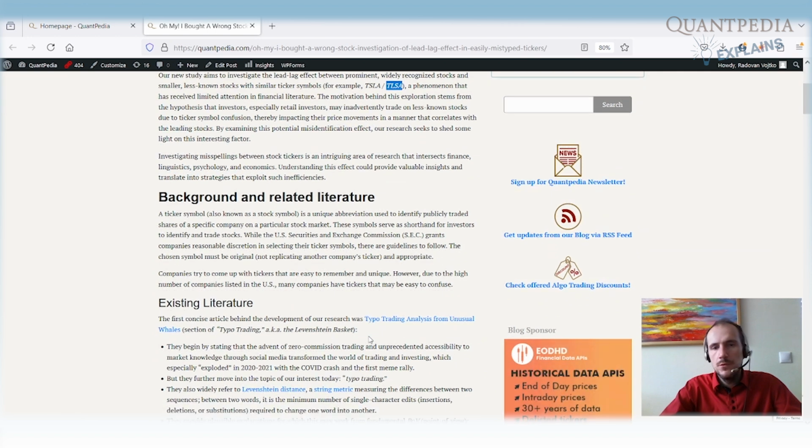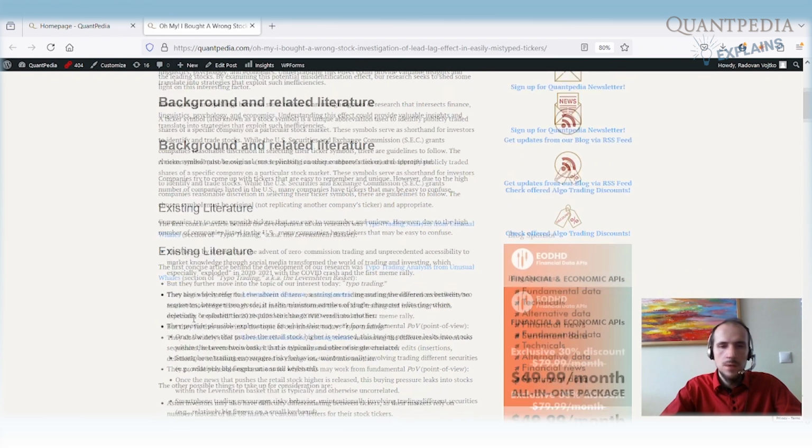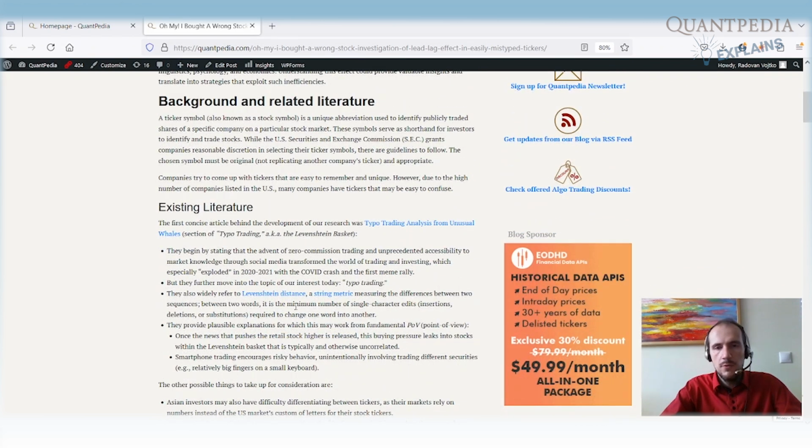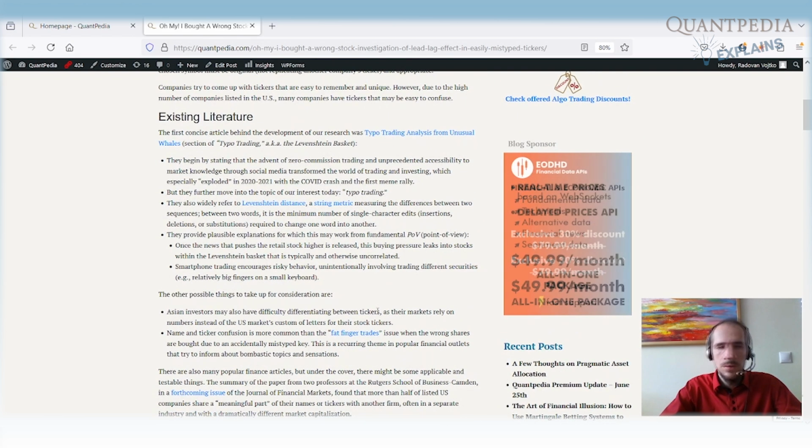We are not the first ones investigating these effects, so there are a lot of other papers, there is a lot of existing literature. If you are interested to learn more about that, I would really recommend you to go through our list of existing literature. There are articles, there are papers that are related to this effect.